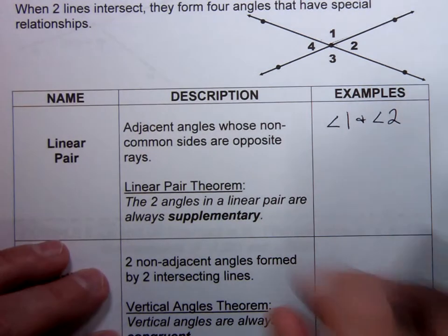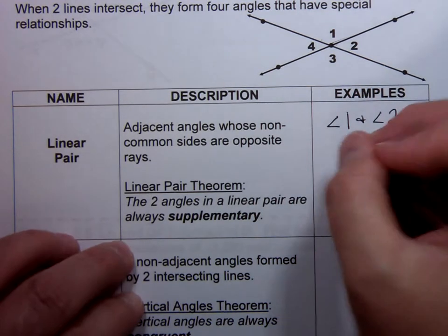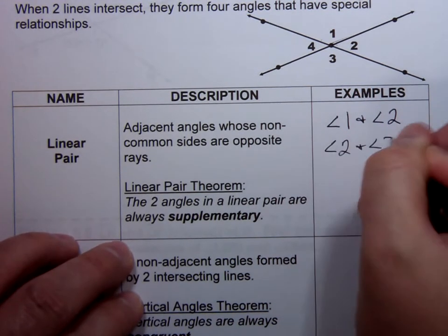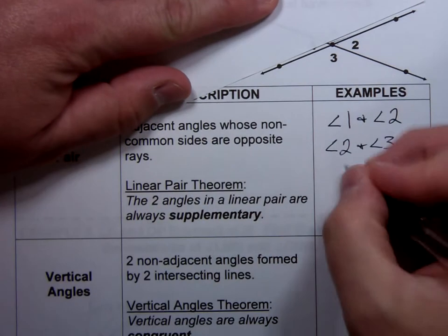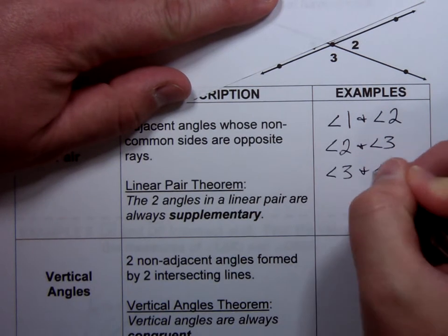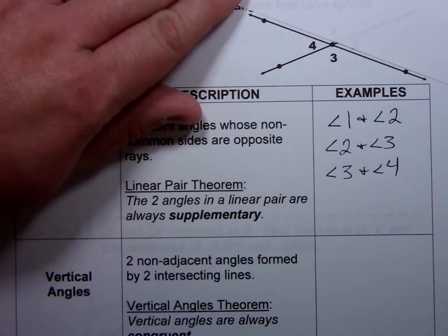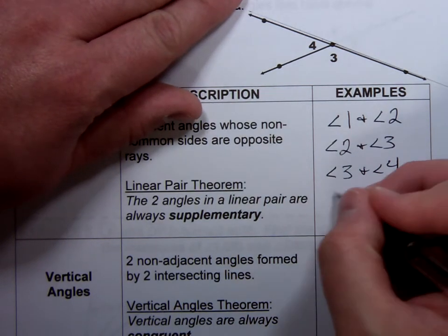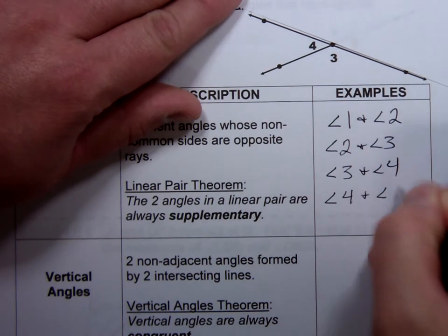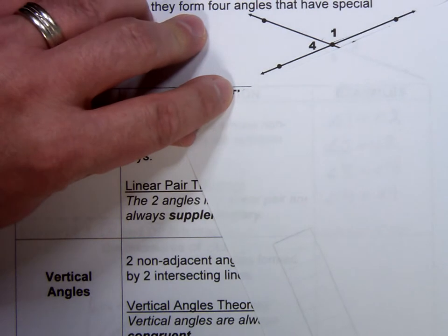Now angle 1 and angle 2 are not the only linear pair in that picture. We also have angle 2 and angle 3, and you can see angle 2 and angle 3 are a linear pair right there. We also have angle 3 and angle 4, and I'm just rotating the paper around. Each pair of adjacent angles at an intersection of two lines is going to be a linear pair. And then we also have angle 4 and angle 1, also a linear pair.